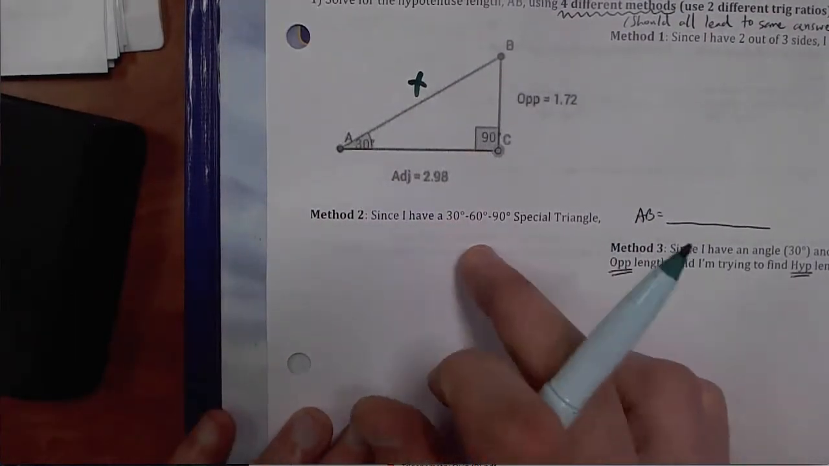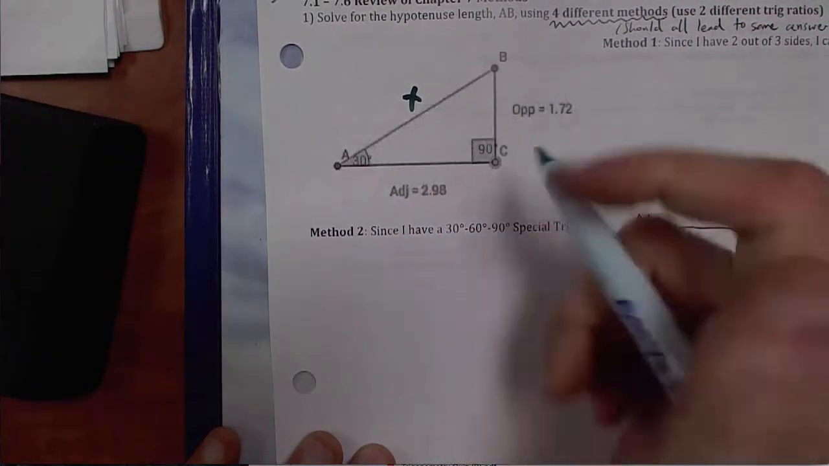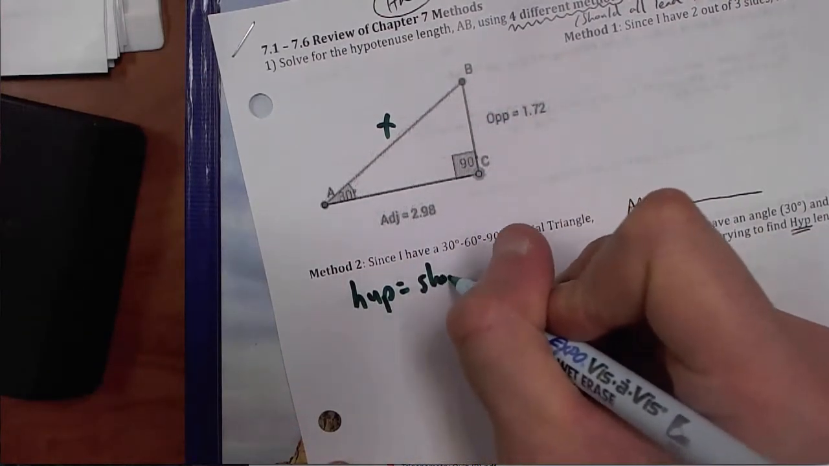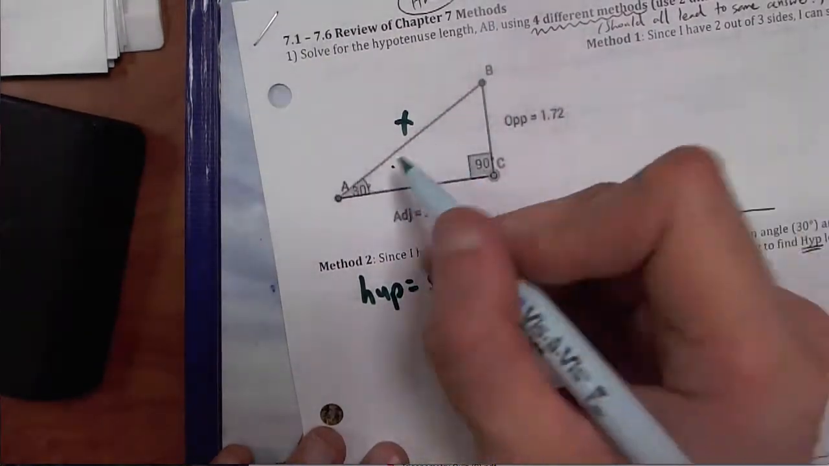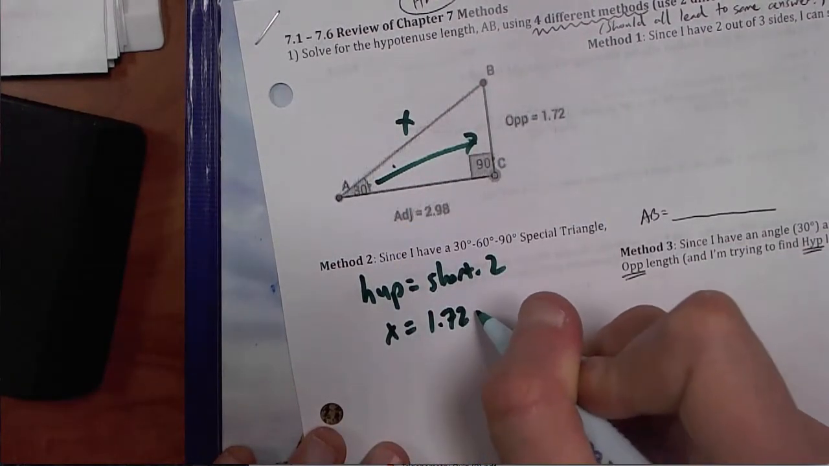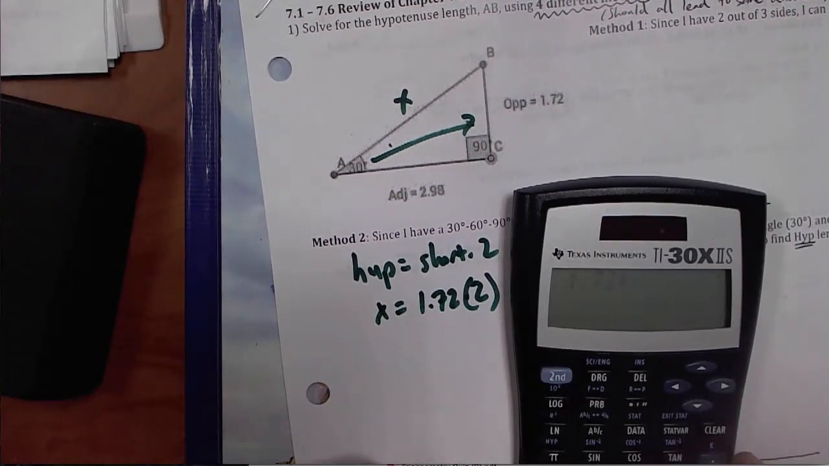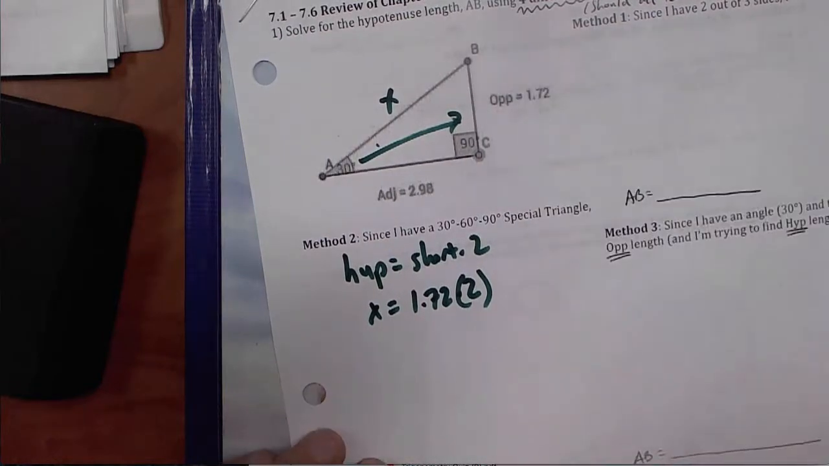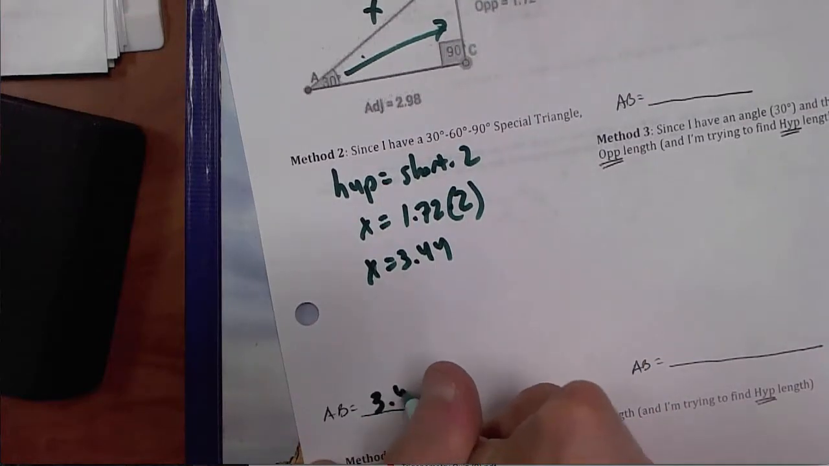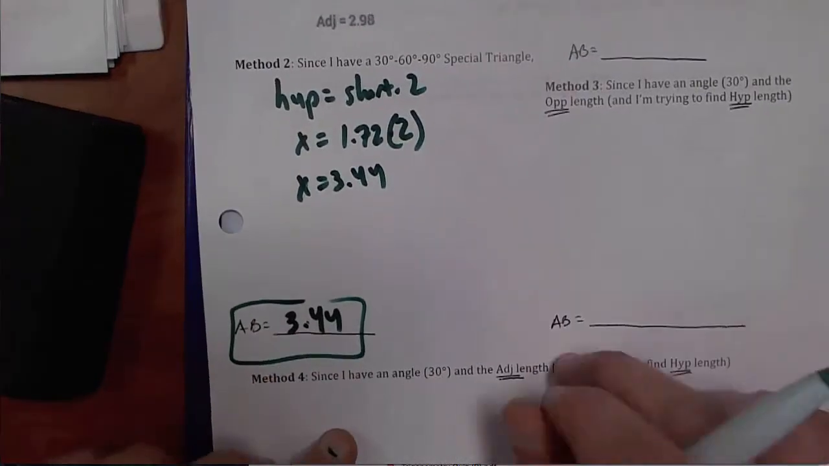Method 2, since I have a 30, 60, 90 special triangle, let's just think. 30, 60, 90, who am I finding? That's my hypotenuse. Hypotenuse equals shorty times 2. Right, who's my shorty? That's this guy. So x equals 1.72 times 2, or 3.44. So you should be getting pretty much 3.44 for this and for this as well.